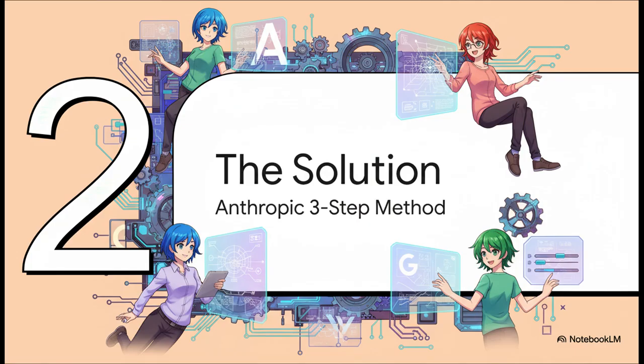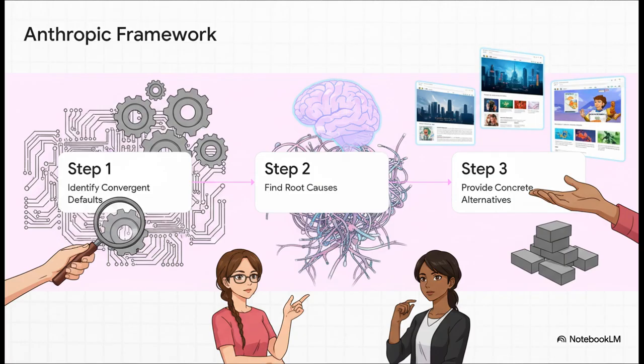And this is not some random hack I found on the internet. This is a systematic framework developed by the folks at Anthropic and used by pros like Jason Zhu. It is designed to give you surgical precision and control over what Gemini creates. The framework itself is actually beautiful in its simplicity. It's just 3 steps. First, you identify the repetitive, generic junk you keep getting. Second, you figure out why the model keeps defaulting to that junk. And third, the most important step, you give it specific, concrete alternatives to use instead. Let's break down each one.